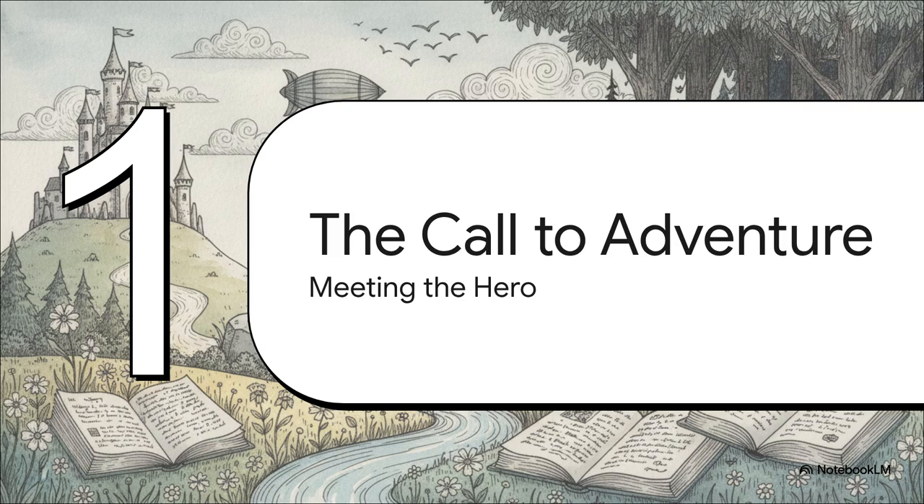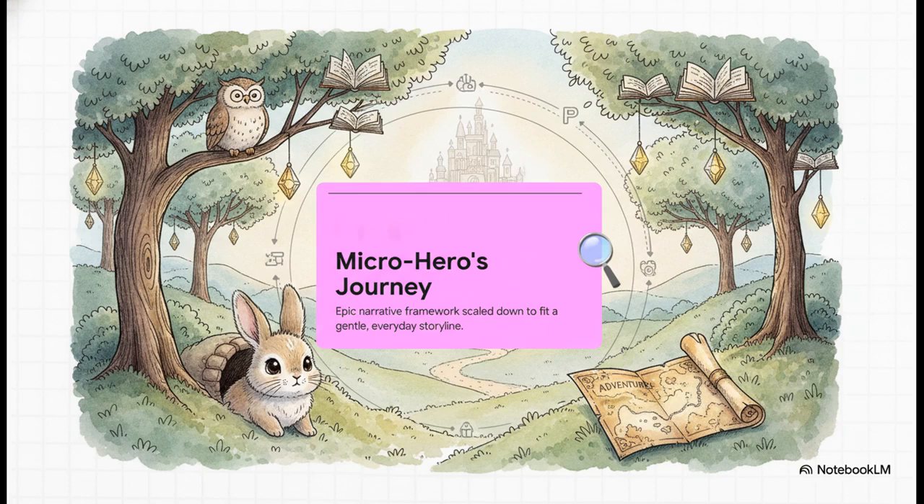Let's set the stage and actually meet our unlikely hero. To really appreciate what's happening in this text, we have to look at it through a very specific analytical lens. I like to call it the micro-hero's journey. We all know the classic hero's journey, right? The protagonist gets pulled from their ordinary world, faces terrible trials, and eventually returns forever changed. Well, what the author does here is take that massive, world-ending framework and expertly scale it down to fit a gentle, everyday storyline. Our hero is Pip.